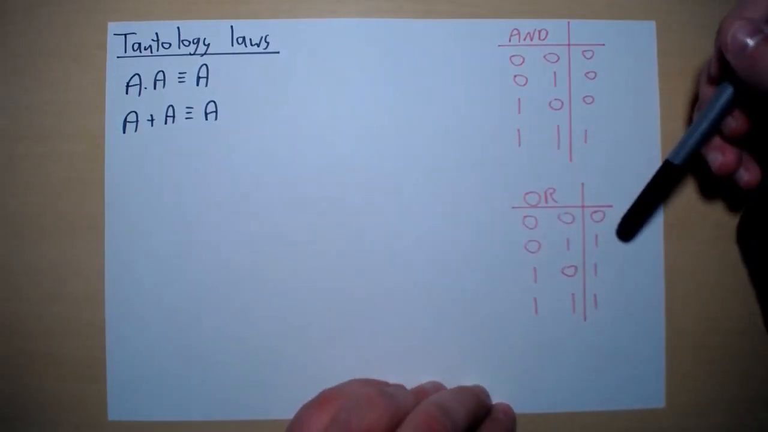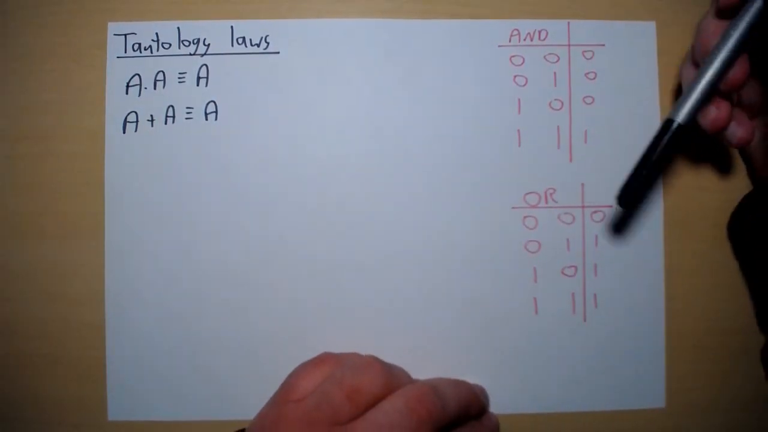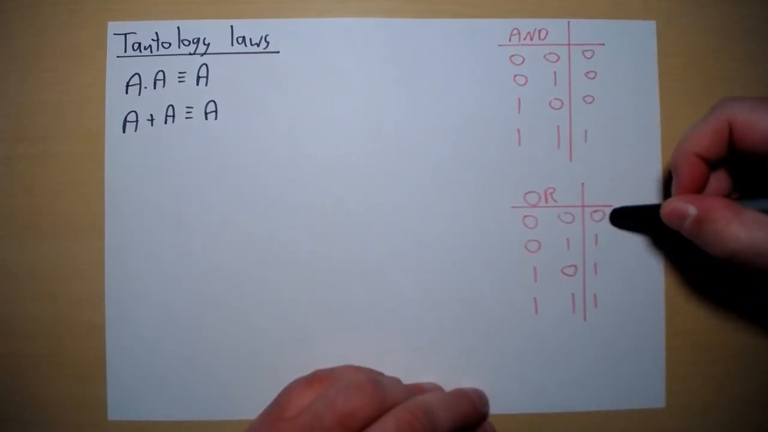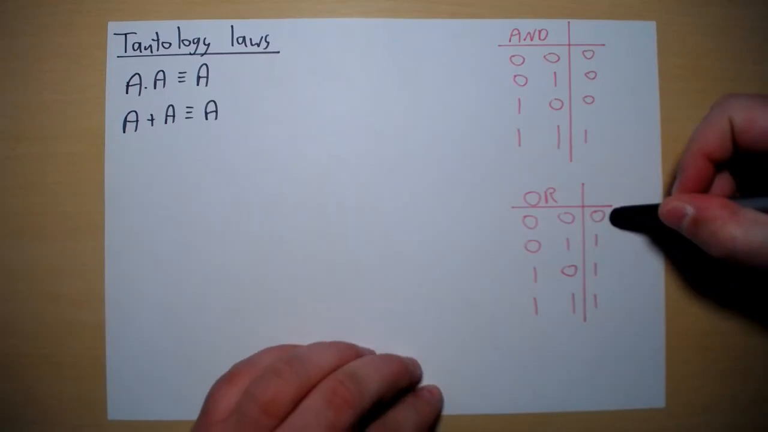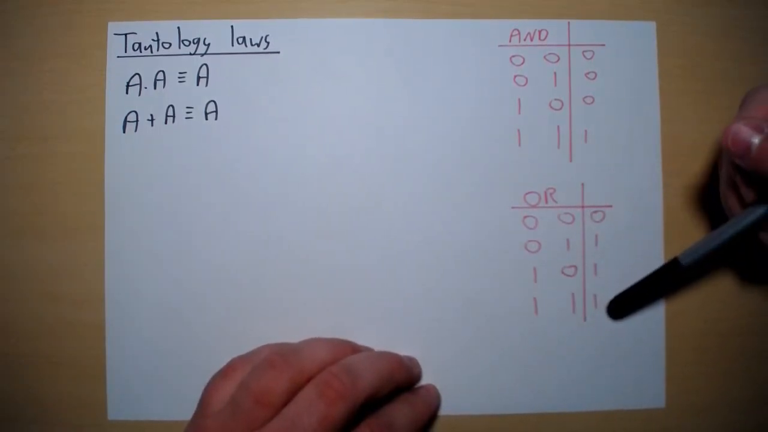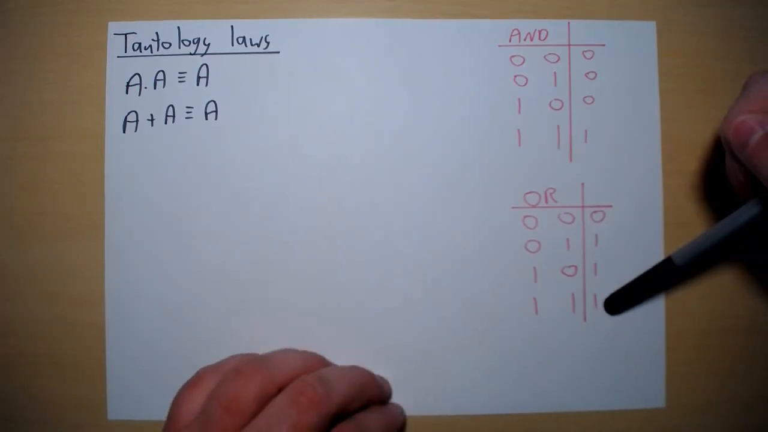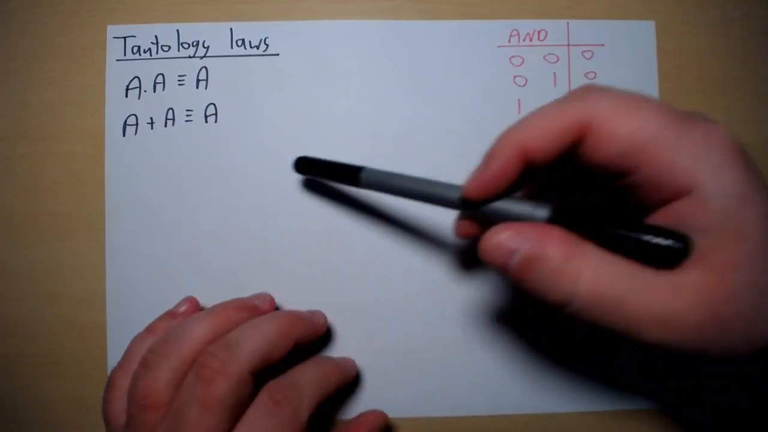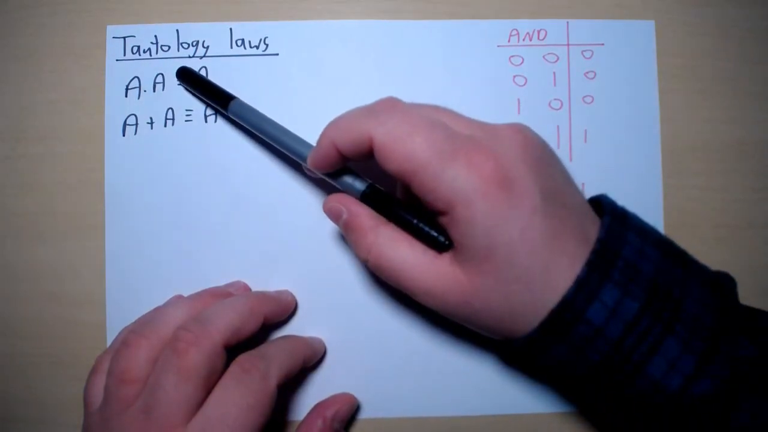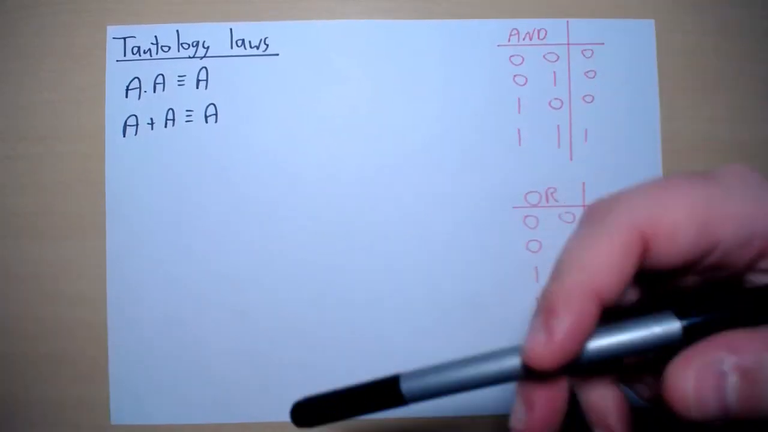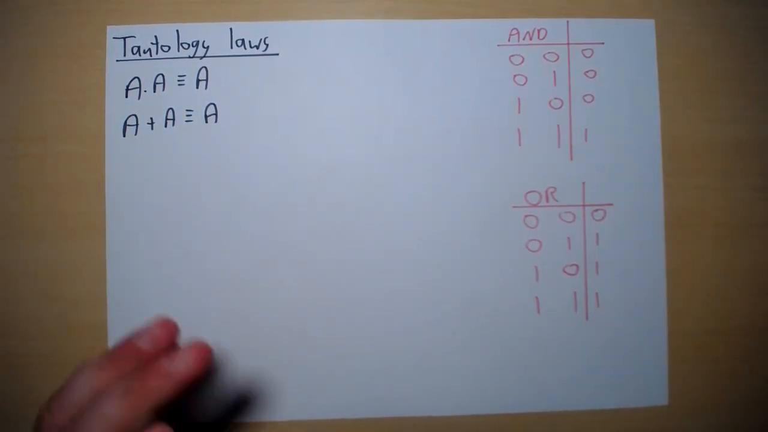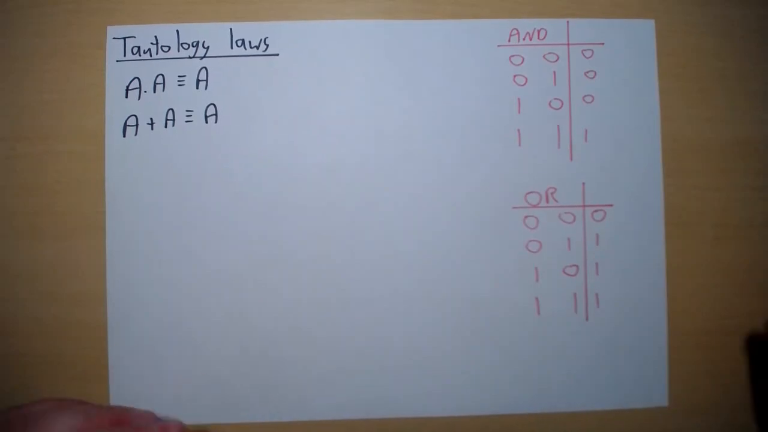In fact, if we have a look at the OR gate here, when we have 0 or 0, so both inputs are the same, it will give us the same output, 0. And when we have 1 or 1, so both inputs are the same as well, we will have the same output as well. Therefore, when we have A and A or A or A, we can eliminate the logic gate and just use one input.